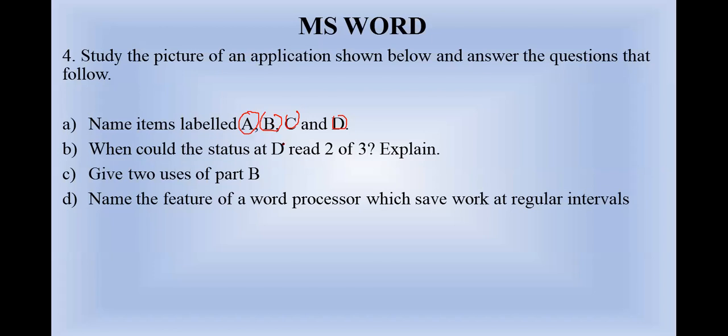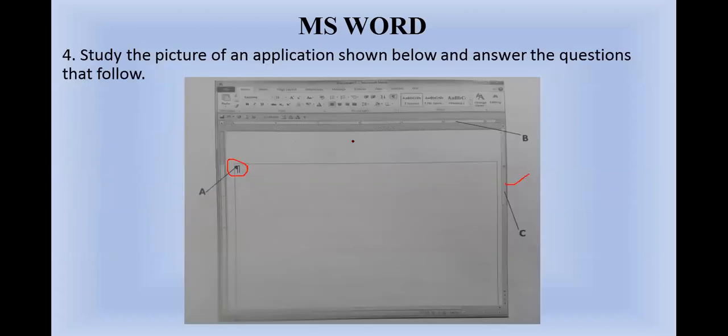The next one, B. What is B, which is up there? Anyone? Winner, welcome. Can you try? Is it the scale? Can I answer that? It's a scale. No, it's not a scale. Anyone else? Their hands are there. Chiku? Ruler. It's a ruler. Okay, Winner.